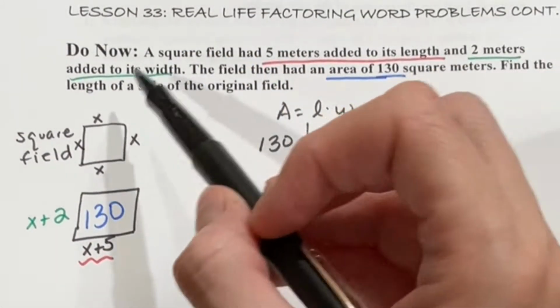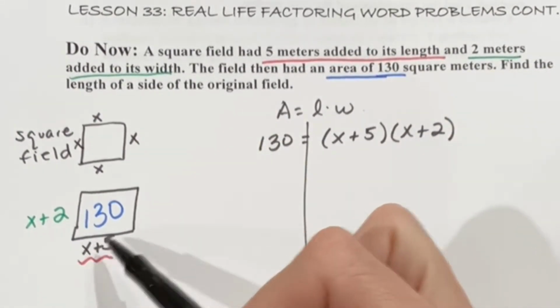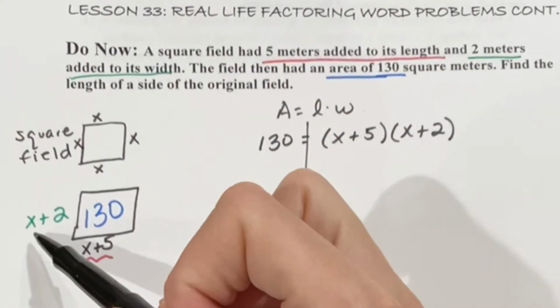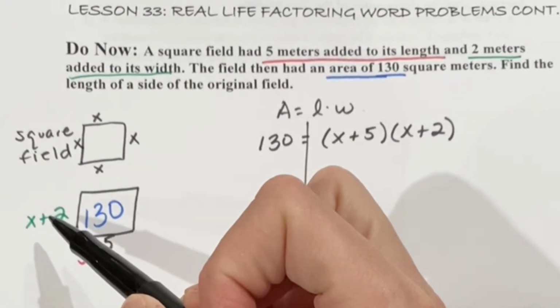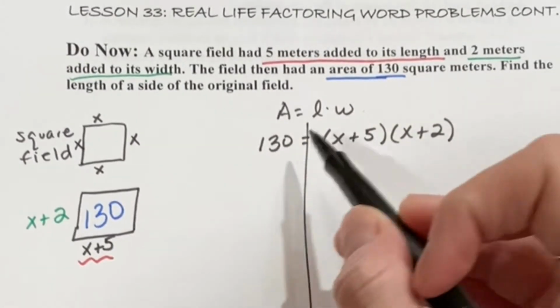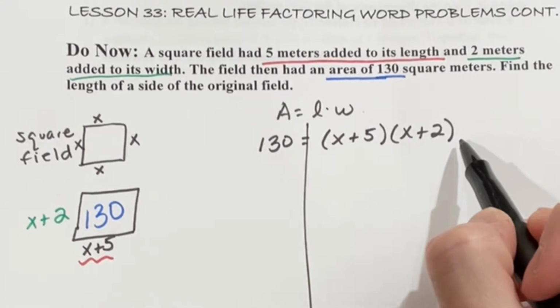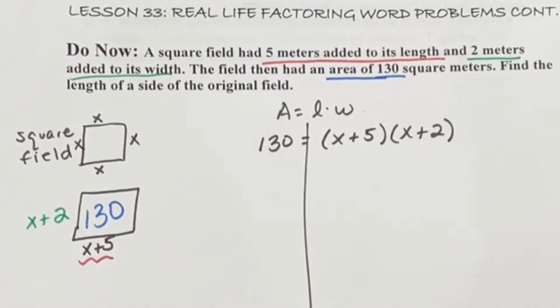Then my length had 5 meters added to it, so my length became x plus 5. My width had 2 meters added, so it becomes x plus 2. And it said the area of that new field was 130. So area equals length times width, so I get 130 equals x plus 5 times x plus 2. So now that you have that equation, I'd like you to go ahead and solve for your value of x.